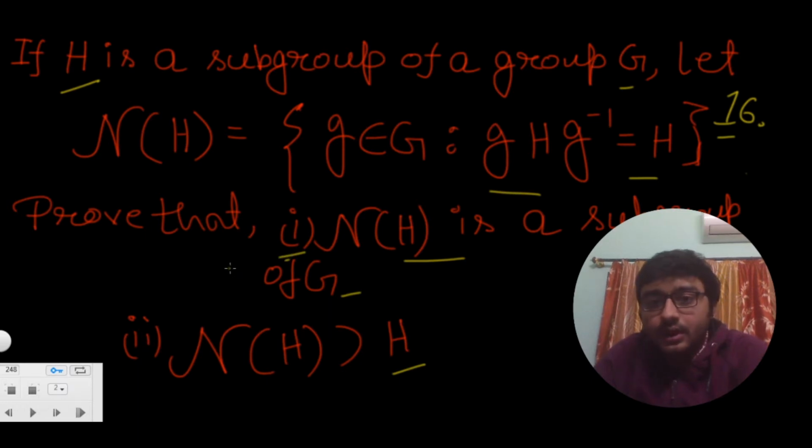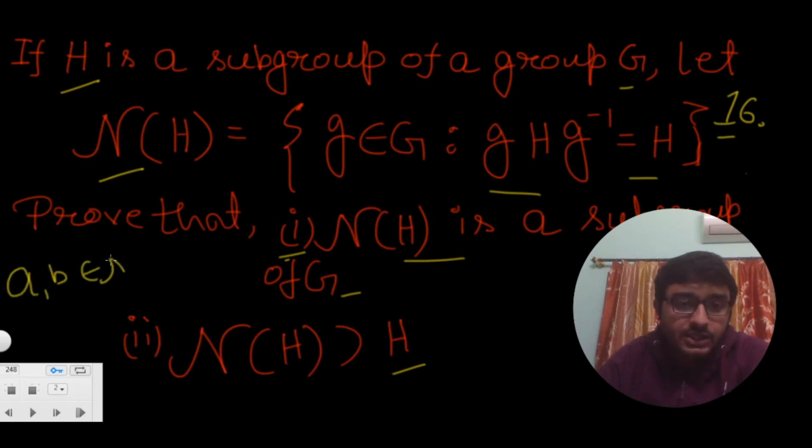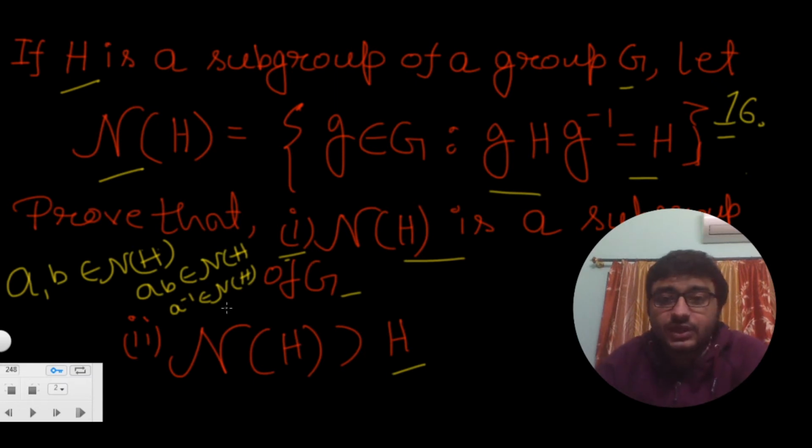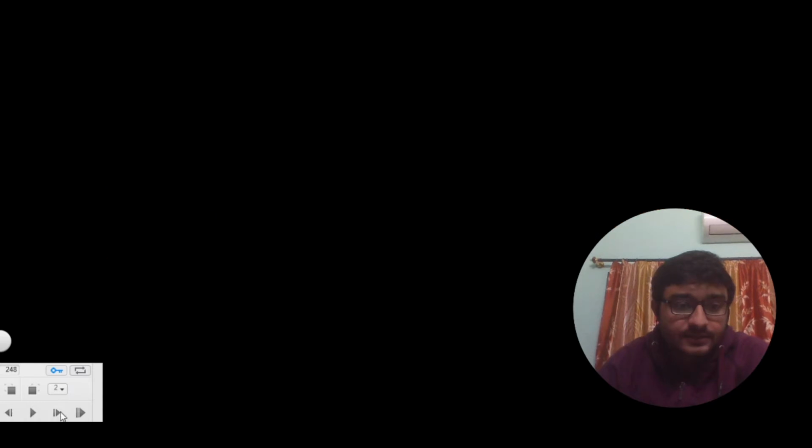Whenever we need to show that a particular group is a subgroup of some other group, we need to take two elements from that group. That means a and b belong to N_H, and we will show that ab belongs to N_H and a inverse belongs to N_H. That means if a belongs to N_H, then a inverse also belongs to N_H. If we can show that, then we can prove the first part, that N_H is a subgroup of G. So let's start with this.